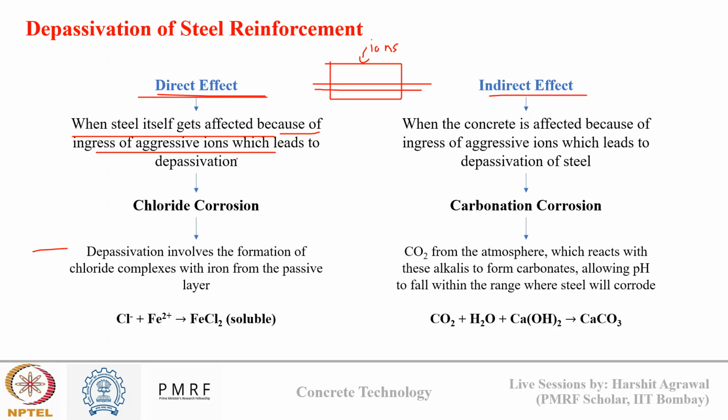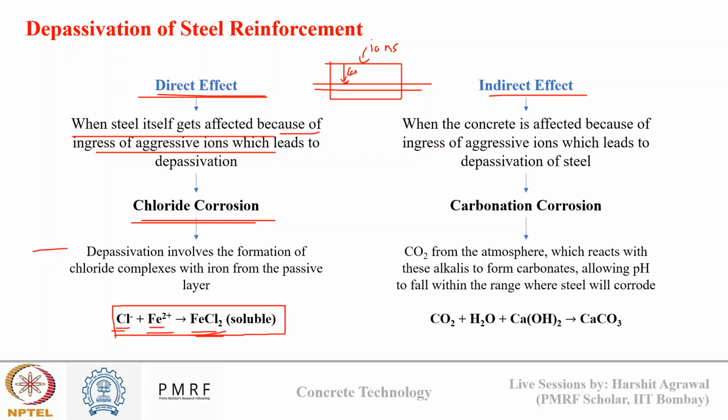This causes depassivation of the steel surface, and this direct effect is caused by chloride ions. What chloride ions do is ingress through the cover concrete. They won't affect the concrete; they directly affect the steel reinforcement. They ingress through the cover concrete, break the passive layer and interact with steel to form a corrosion product. Here chloride ions interact with ferrous ions to form FeCl2, which is a precipitate. In this way it is consuming iron.